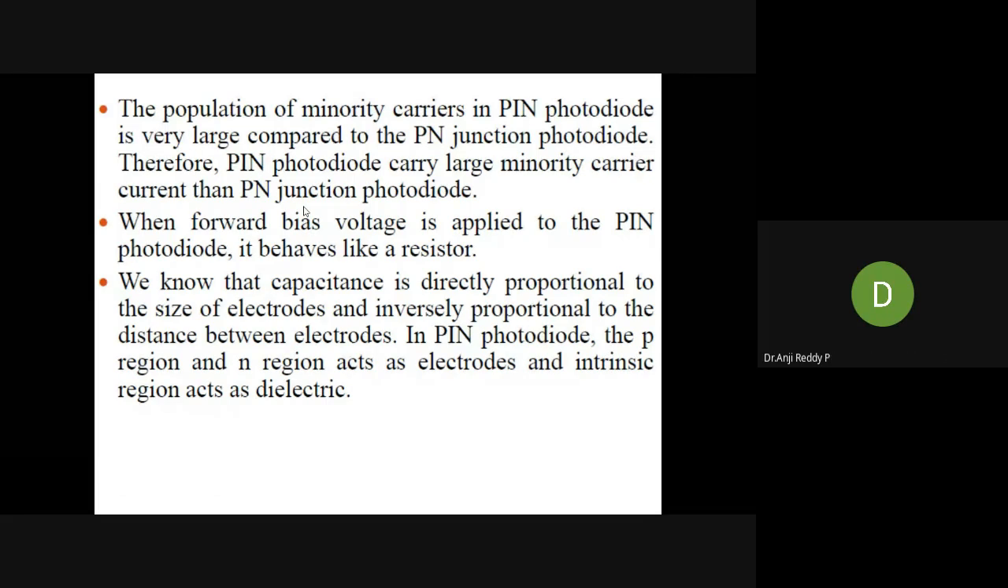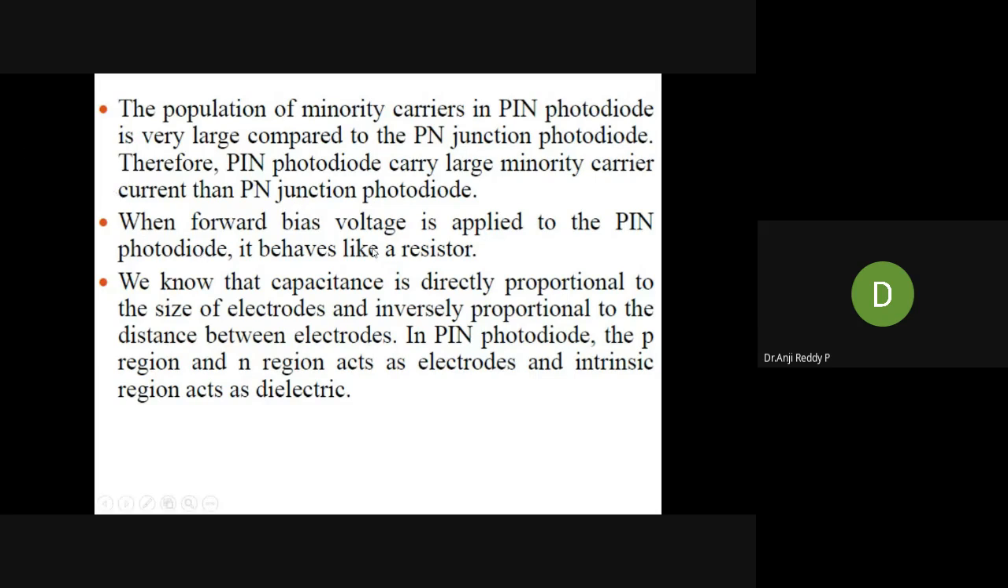Remember the difference. Generally, an LED or semiconductor laser is connected in forward bias, and the current we get there is due to majority carriers. But here we are connected in reverse bias, and the main current we get is due to minority carrier current.